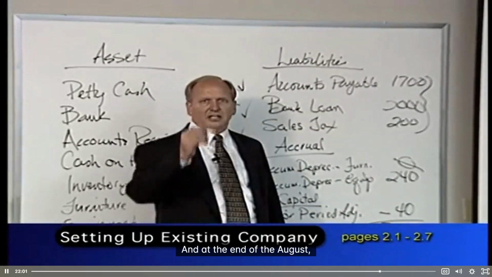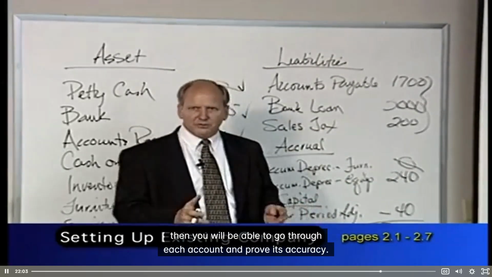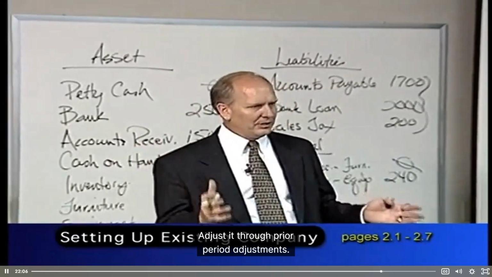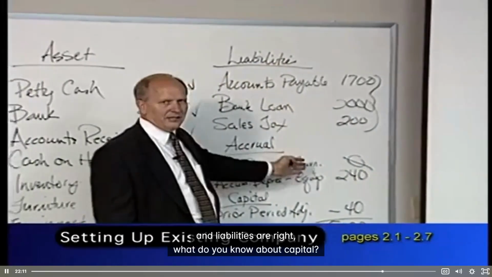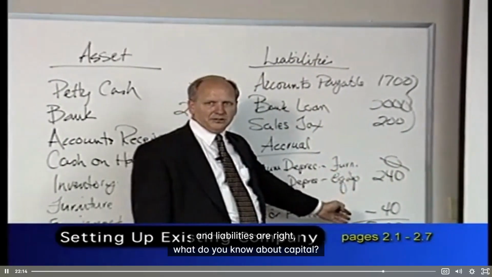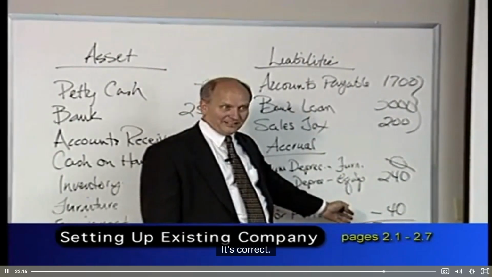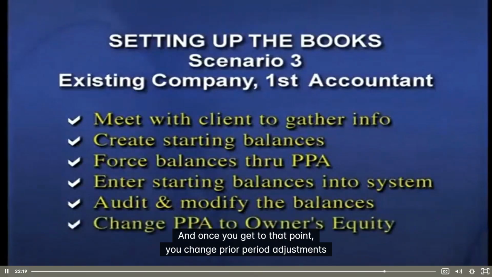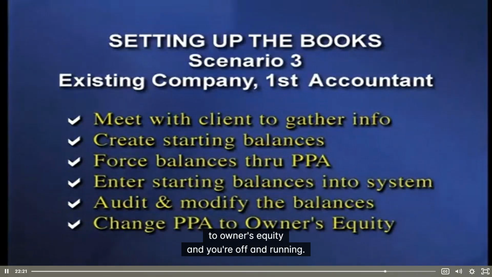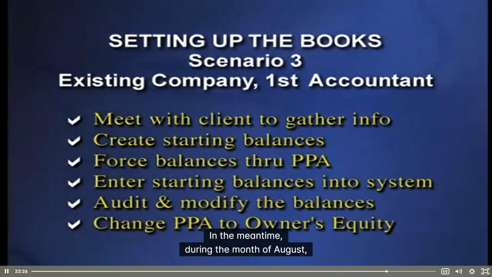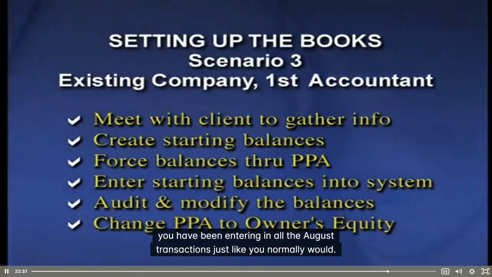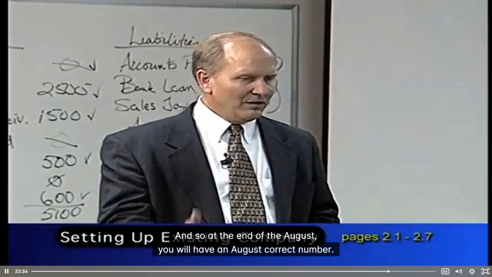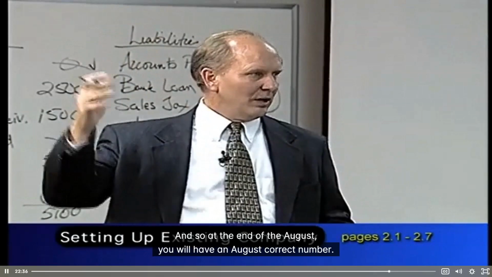And at the end of the August then, you will be able to go through each account and prove its accuracy, adjust it through prior period adjustments. Once you know all the assets and liabilities are right, what do you know about capital? It's correct. And once you get to that point, you change prior period adjustments to owner's equity, and you're off and running. Do you follow that? In the meantime, during the month of August, you have been entering in all the August transactions, just like you normally would. And so at the end of the August, you will have a August correct number.